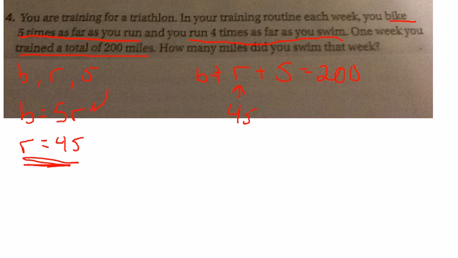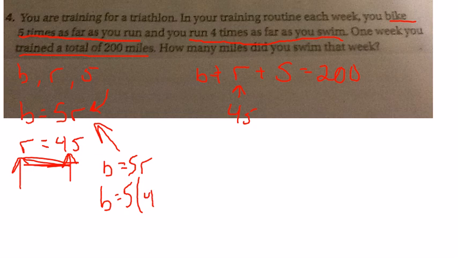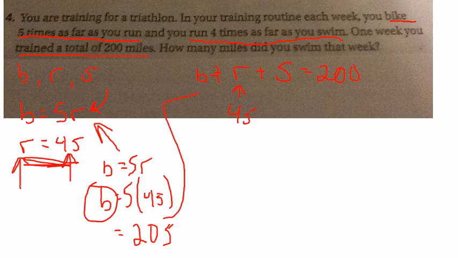I have B in terms of R. But here it tells me R is 4S. So with this equation, B is 5R. Well, I know that R is 4S. So I know that B is 5 times 4S, which if I multiply that in, gives me 20S. So remember this is B, I can replace that with a 20S.